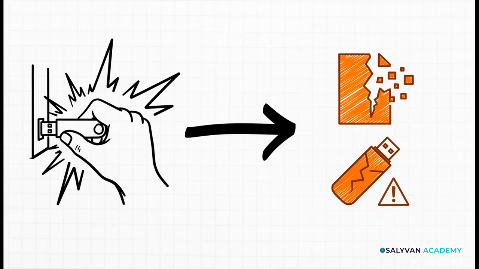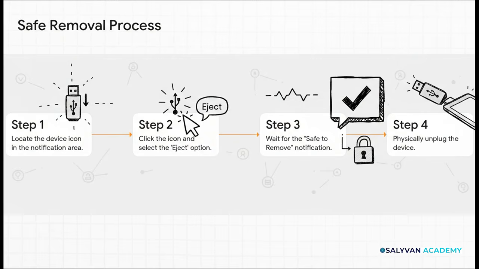Now, before we get to the how, we have to talk about the why. It seems totally harmless to just yank out a USB stick when you're done, right? But here's the thing. Your computer might still be quietly writing information to it in the background. If you pull it out too soon, you could corrupt the very file you just saved or even mess up the whole drive.